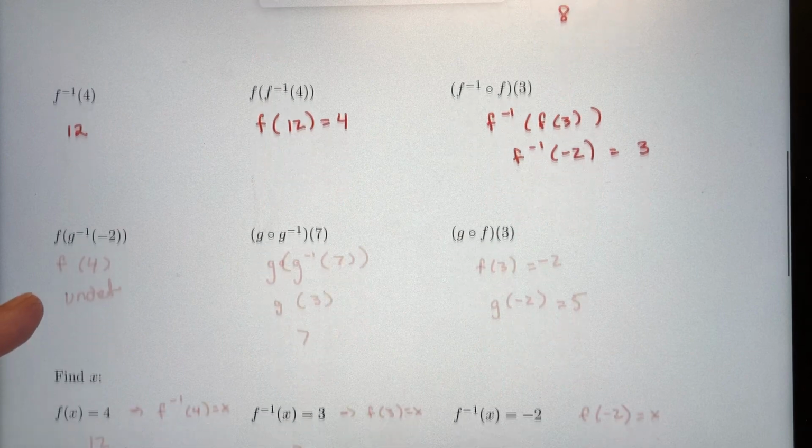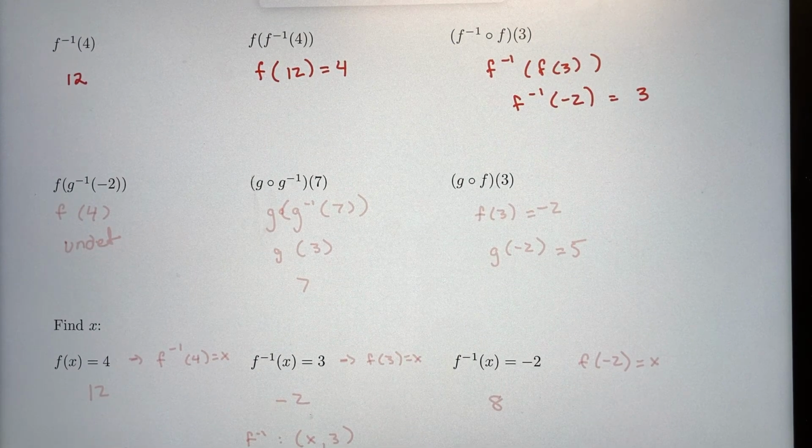F of g inverse of -2. G inverse of -2 is 4. G of -2 is 5, but g inverse is 4. So we're looking at f of 4. Oh, there is no f of 4. An output of 4 isn't good enough.